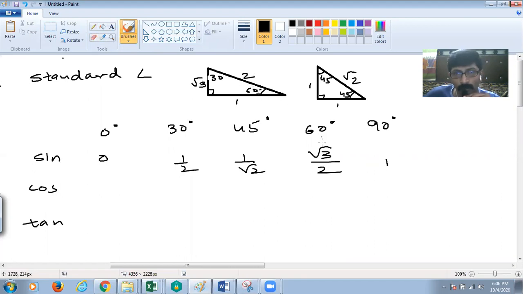Root 3 upon 2. Look at this. Sine 60 is root 3 upon 2. Sine 30 would be what? 1 upon 2. Opposite upon hypotenuse, isn't it? So that way this triangle works.